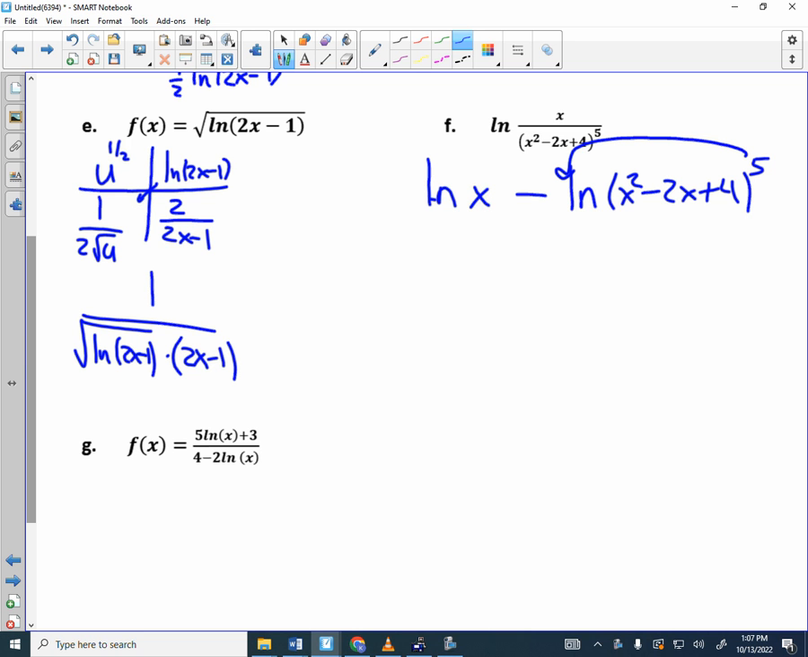Drop 5 out front. So we have the natural log of x minus 5 natural log of x squared minus 2x plus 4. Well, that looks a lot easier, doesn't it? I forgot a y out front here, but now my smart board broke. But what's the derivative of natural log of x? So this piece becomes 1 over x, and then what do we have to set up here? Go ahead, set that up, try that piece on your own. I get my board back.